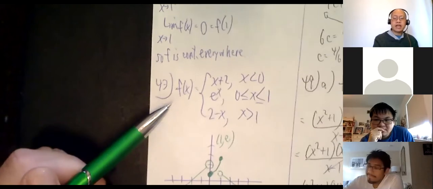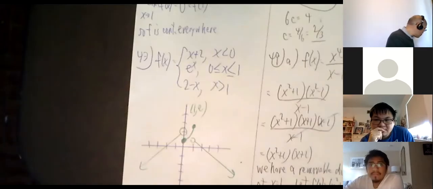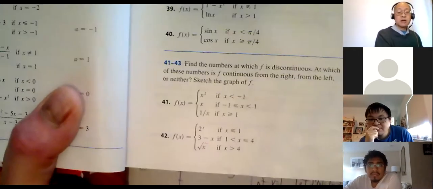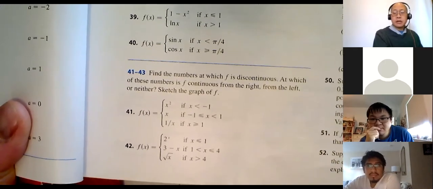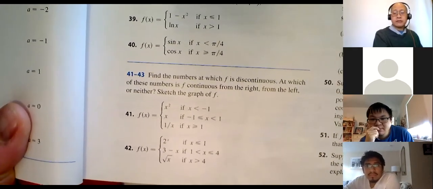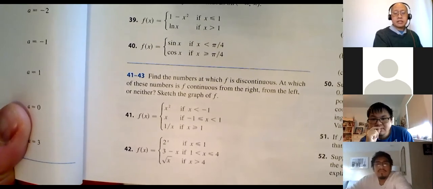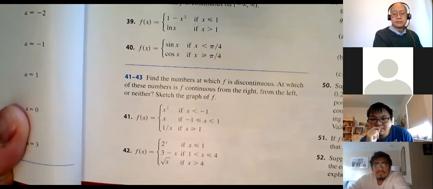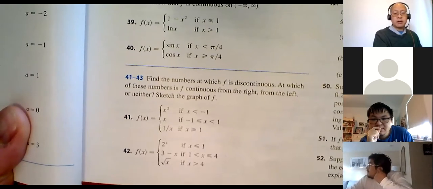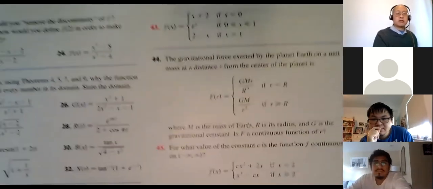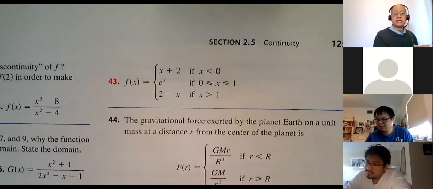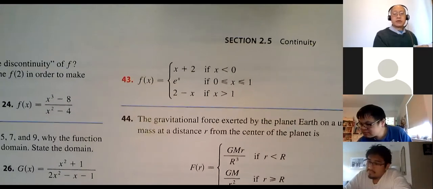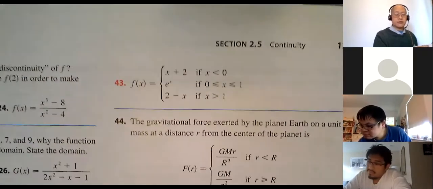All right, 43, they gave me this weird function. Let's see what they want for that. Find the numbers at which f is discontinuous, and if so, is it continuous from the left, from the right, or neither? Sketch the graph. It's probably easy to start off with a sketch, so sketch the graph first and go from there. Okay, so you had 41 and 43. I'll do 43. So f of x is x plus 2 if x is less than 0, e to the x between 0 and 1, and then 2 minus x if x is greater than 1.